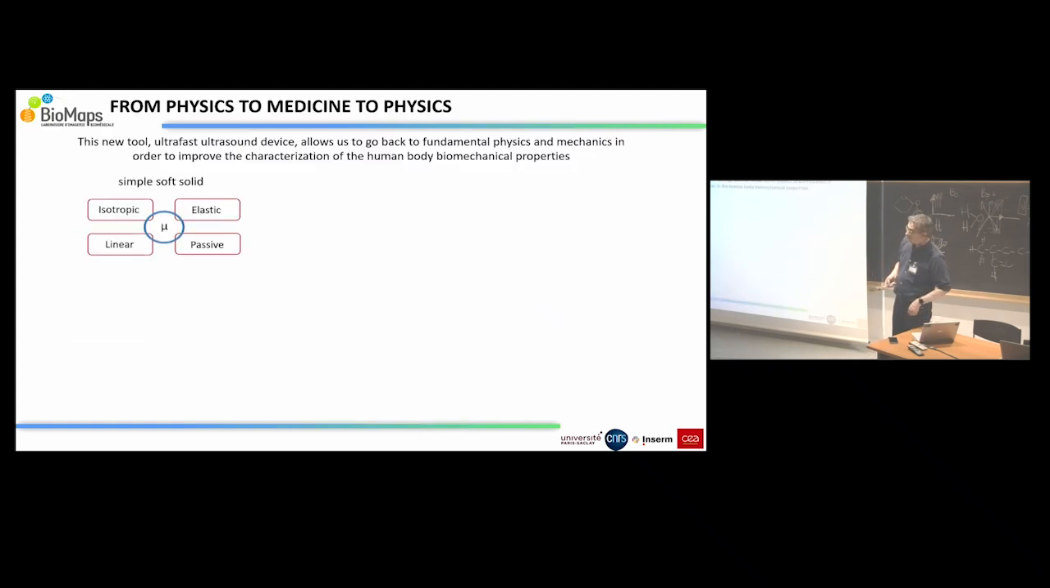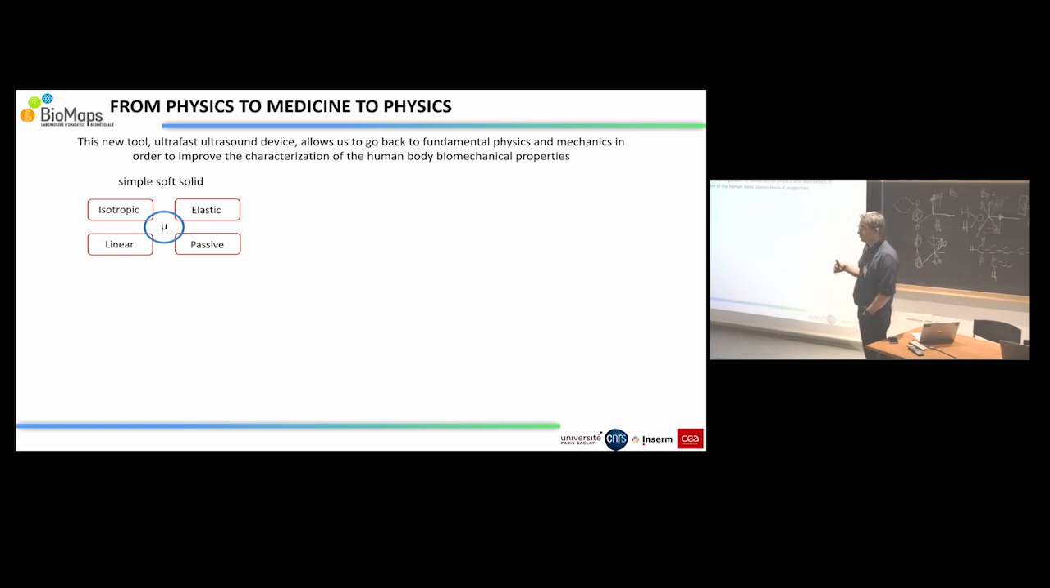So thanks to the development of this device with the company, we get a beautiful system in order to go back to physics and develop more things. And until now, I presented elastography and the other techniques. The main hypothesis made were that we are a simple soft solid. And when I say that, I say we are isotropic. We are the same in all directions of space. We are purely elastic. We are linear, and we are passive.